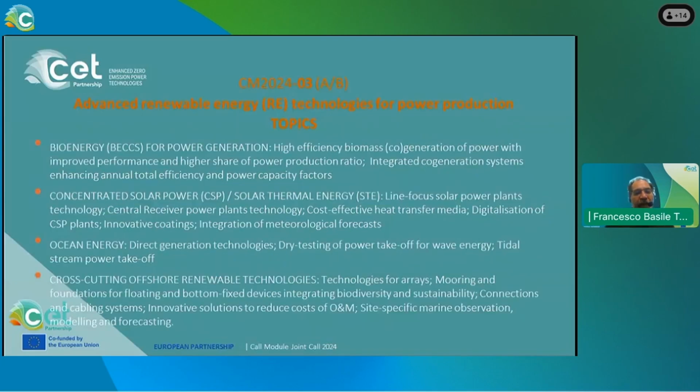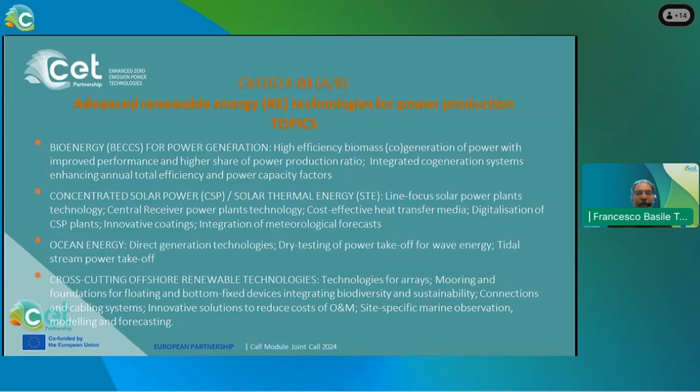If we go into more detail on the different technologies, we can see that bioenergy mainly takes into consideration BECCS for power generation, so high efficiency biomass cogeneration of power with improved performance and higher share of power production. We can also consider projects with power production together with the production of other energy vectors. The important point is that power production is a significant amount of the energy produced, and of course the possibility of carbon capture and sequestration is fully exploited.